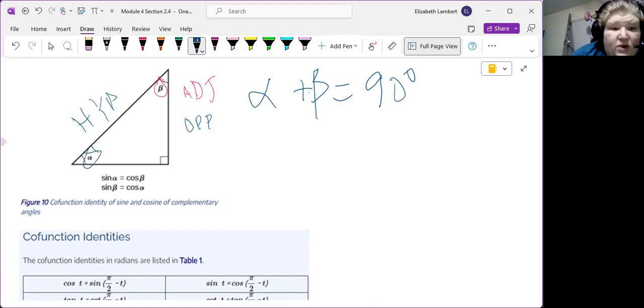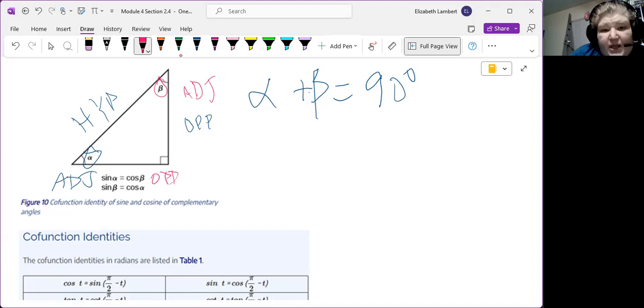And likewise, the adjacent side to A, which goes with our cosine, is going to be the same as the side opposite B. All right, so we can see that relation.